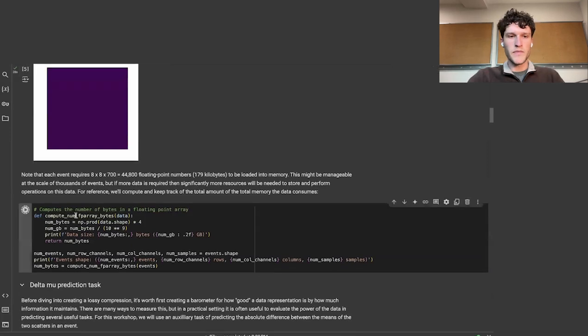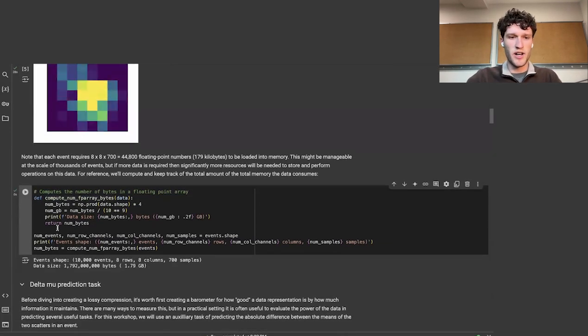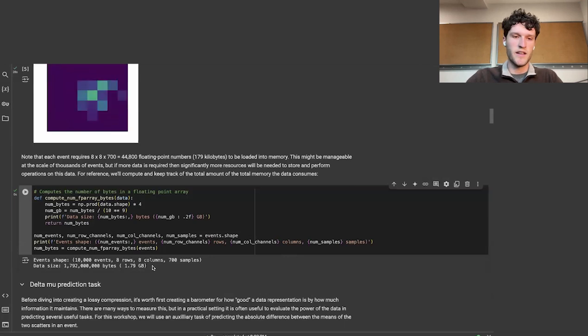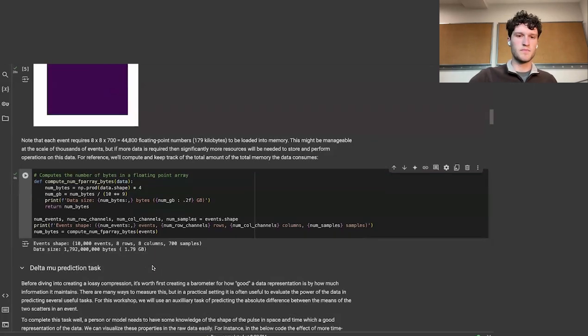So to give you an idea about the actual size of the data, you can run this block and see that even just the 10,000 events, which is not very many, that we have here in the simulated example, is 1.79 gigabytes consumed on disk. And so the goal of this exercise is going to be to figure out how to reduce that while maintaining the quality of the data.